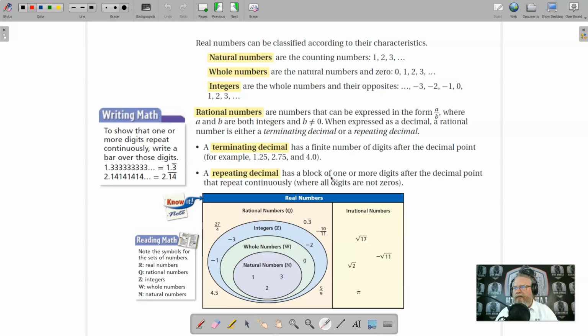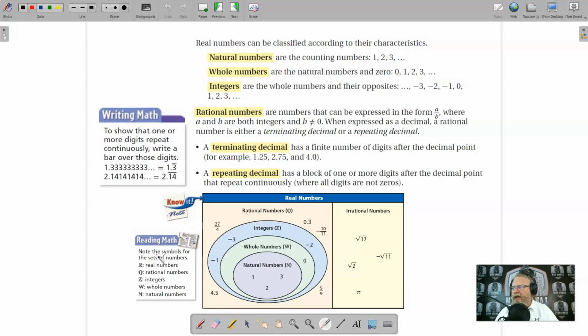However, a repeating decimal has a block of 1 or more digits after the decimal point that repeat continuously, where all digits are not zeros. Here it is in the writing math portion. To show that 1 or more digits repeat continuously, write a bar over those digits. For example, 1.33333333 keeps going. We could write it as 1.3 with a bar over the 3. That's the part that repeats. Another example is a number like 2.1414141414, which could be written as 2.14 with a bar over it. The bar over it lets us know which numbers have a repeating pattern.